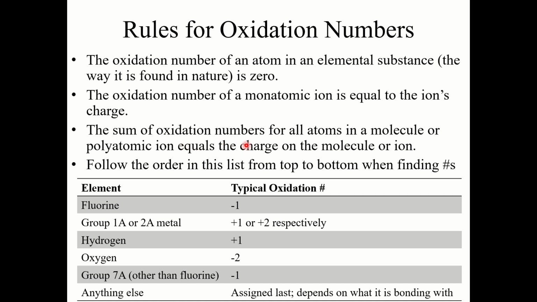And you want to follow the order in this list from top to bottom. The items towards the top take priority. So fluorine getting assigned -1 takes top priority. Then the group 1A or 2A metals. Group 1A metals are +1, group 2A metals are +2. Then hydrogen, then oxygen, then group 7A other than fluorine, so chlorine, bromine, iodine, and then anything else is assigned last and depends on what it is bonding with.